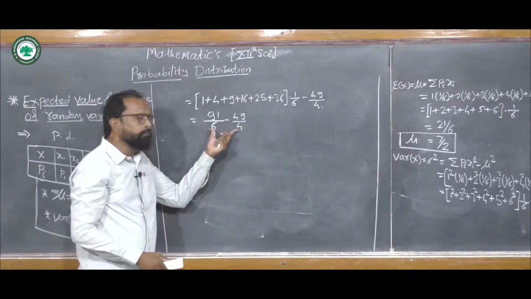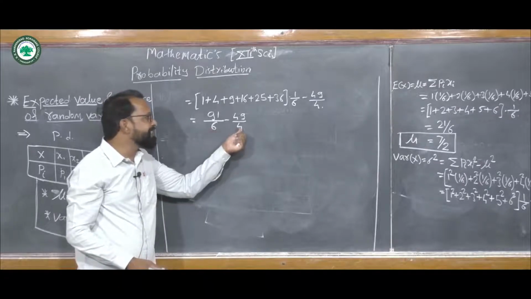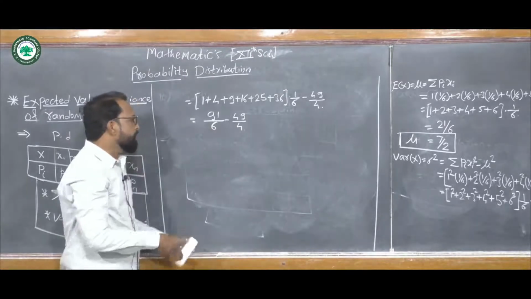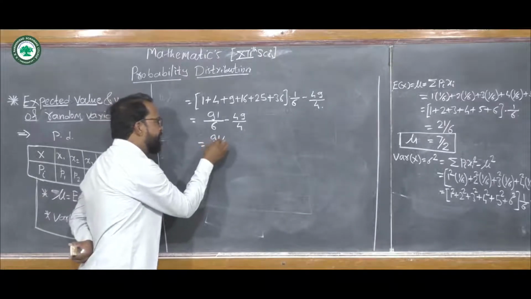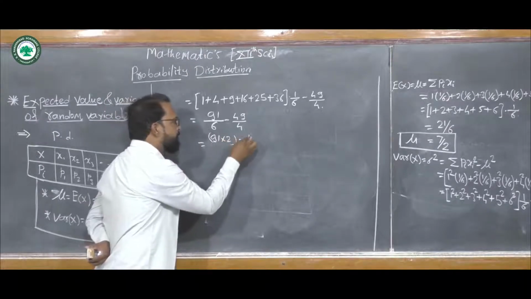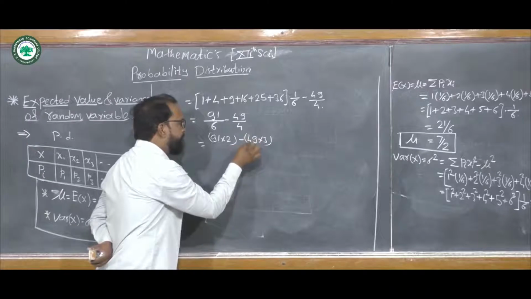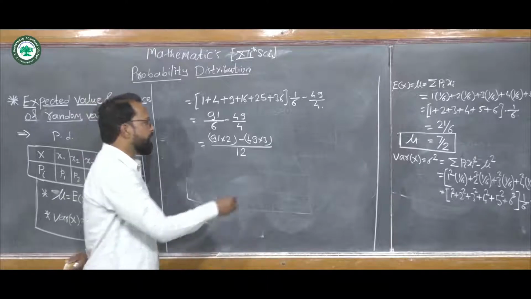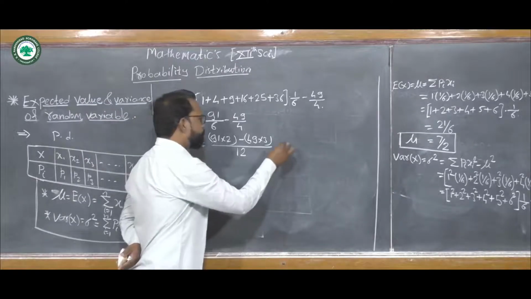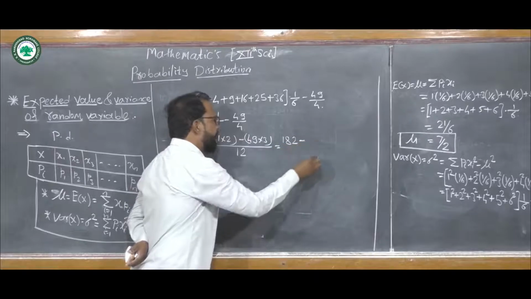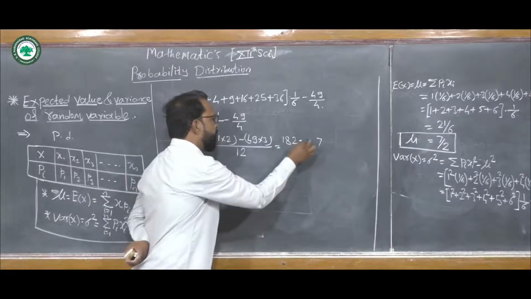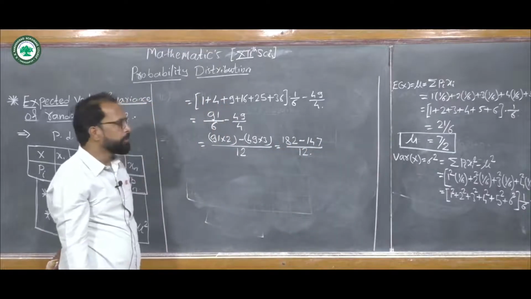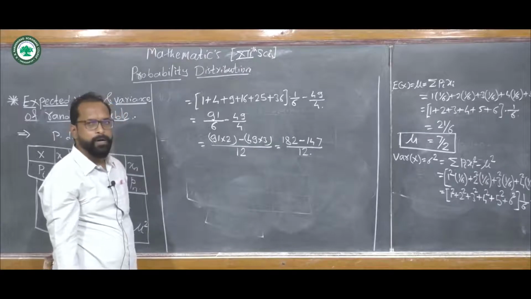Now take the LCM of 6 and 4. So the LCM becomes 12. So make the denominator 12. So it becomes 91 into 2 and minus 49 into 3 divided by 12. Now taking this product, this becomes 182 minus 147 upon 12.